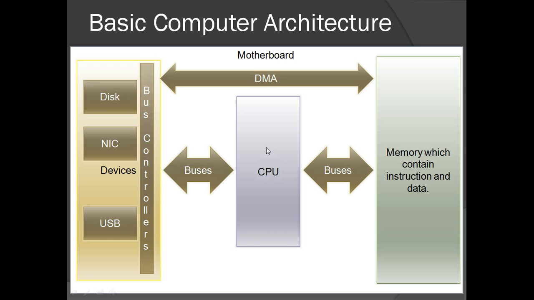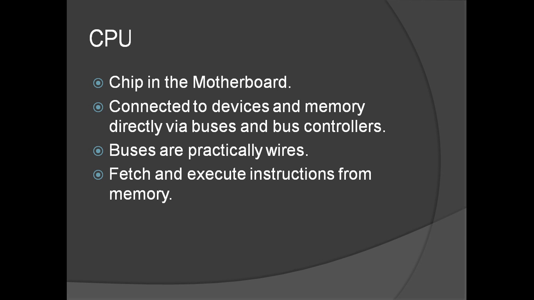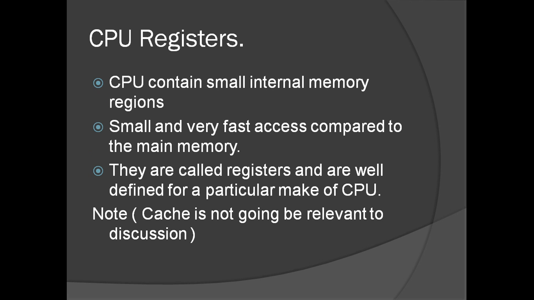The bottom line is the CPU, which is executing the instructions or doing the actual job, is connected to memory and devices. As I mentioned, the CPU is a chip in the motherboard. It is connected to devices and memory via buses and bus controllers. Buses are practically wires. The CPU fetches and executes instructions from the memory. CPU registers: the CPU contains small internal memory regions which are called registers. They are very small compared to the main memory and very fast compared to main memory. These small memory regions inside the CPU are called registers and are well defined for a particular make of CPU.